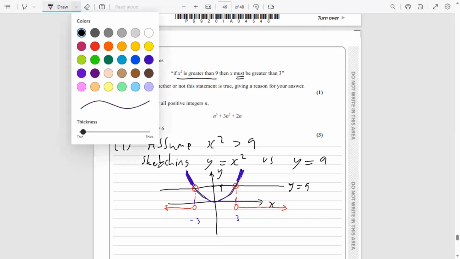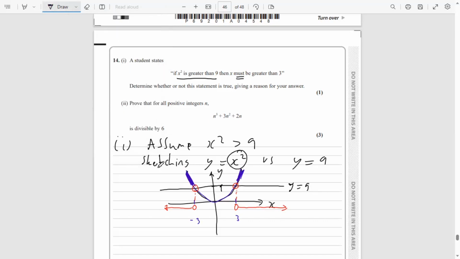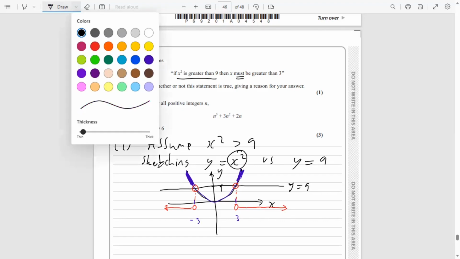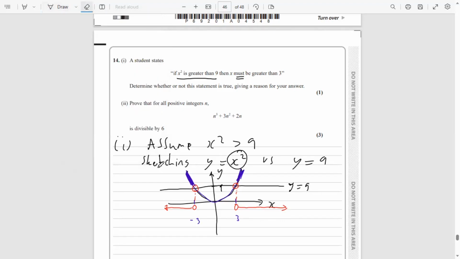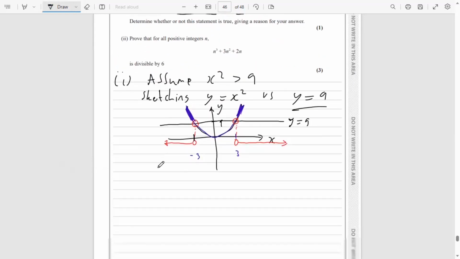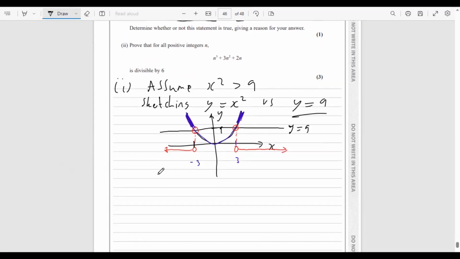Well, it's true because we know that 3 squared, so substitute x equals 3 into that formula there. 3 squared is 9, so the y value is 9. So that matches up with the line y equals 9, this horizontal line y equals 9, doesn't it? And the same with this here. So when x is -3, all squared is 9. So therefore, again, it does completely match up.